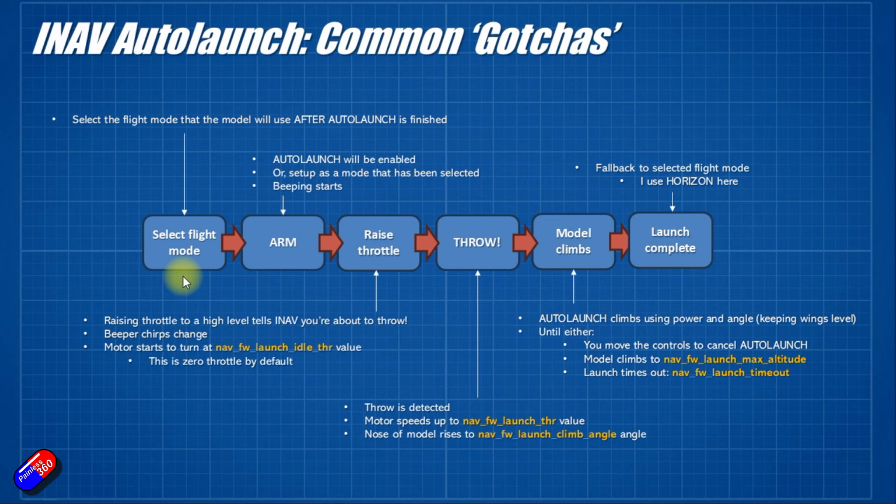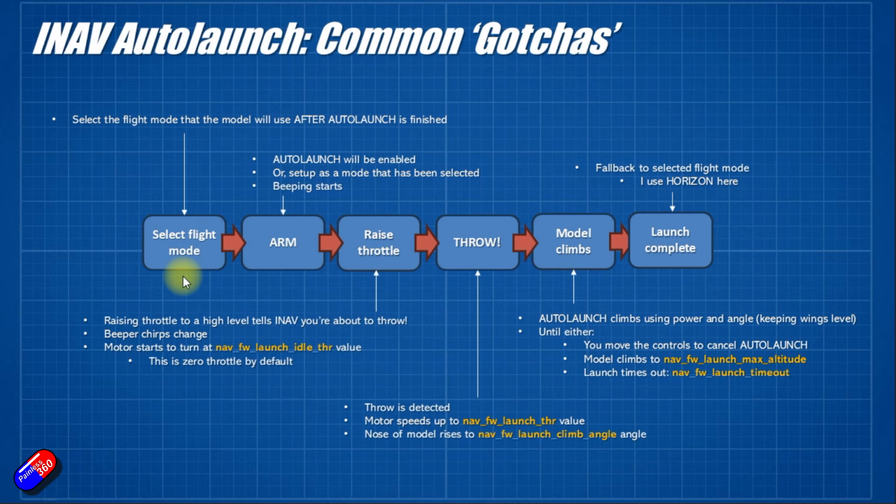Why horizon? Well, that is a self-level mode. So if you are not quite ready when auto launch finishes, the plane will just settle into a neutral level position and continue to fly straight and level, rather than if it's in something like manual or acro, when you're not quite ready to catch it, it can turn over and fly straight back into the ground.